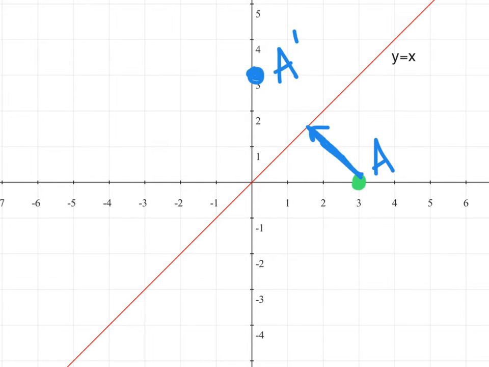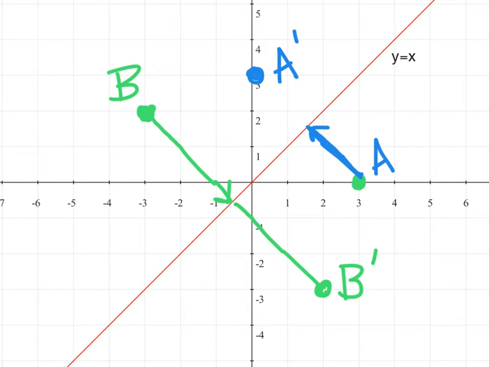If I graph another point here, let's say that my point is up here, I'm going to need to do the same thing. Since this is a perfectly diagonal line, I need to make sure that when I'm counting towards the red line, I'm also going perfectly diagonal. So 1 box, 2 boxes, and a half. Then I go a half, 1 box, 2 boxes, and this is where my new point is going to be. So B and B prime.